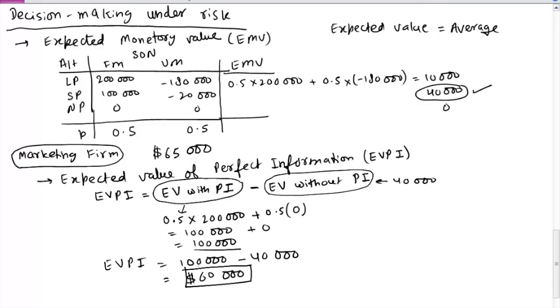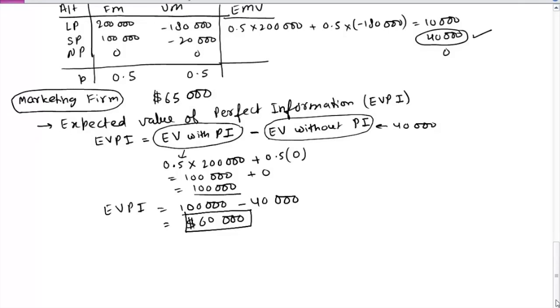So expected value of perfect information is $60,000 and the marketing firm is asking for $65,000. So obviously it is very easy to make a decision what to do. We can also do another calculation just like the previous situation, expected opportunity loss.